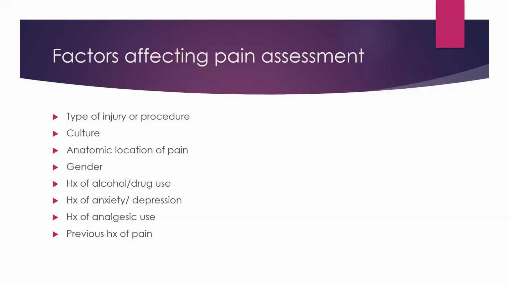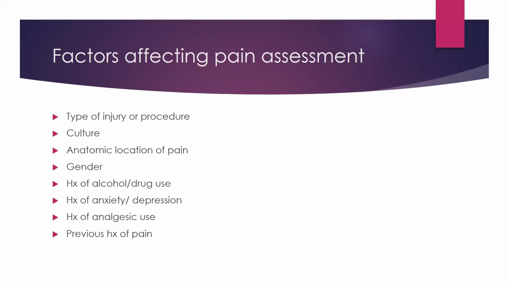Then we have the anatomic location of the pain. So which body structures have been affected? That will determine the severity of the pain and therefore what the patient will report. We have history of alcohol and drug use. This can affect our pain assessment, because some patients, when they're intoxicated, their pain perception will be lower. Then we have patients who are drug addicts, or they are misusing opioids. So they might also rate their pain. For example, someone who wants to procure a prescription for opioids will rate their pain as severe, because they know severe pain will come with an opioid prescription.